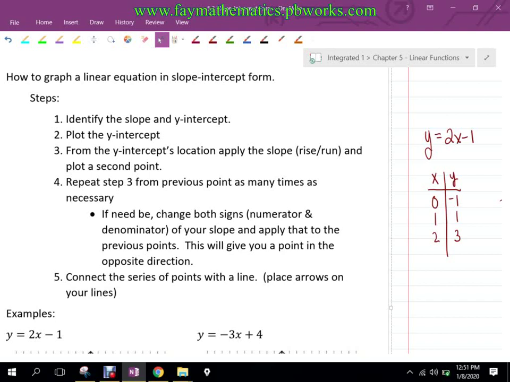And number 5 then says connect a series of points with a line. By a geometric definition, a line is a series of points that extend in both directions forever. They never bend, they never curve, they never break, there's no gaps in them, nothing like that. So when we draw our line, we have to put arrows on the end of it to tell everybody that it is going on forever. Okay.